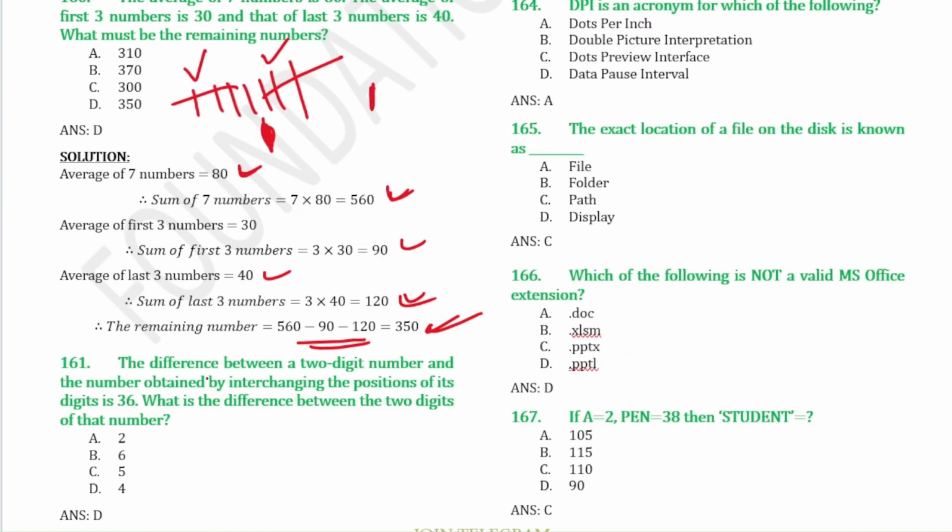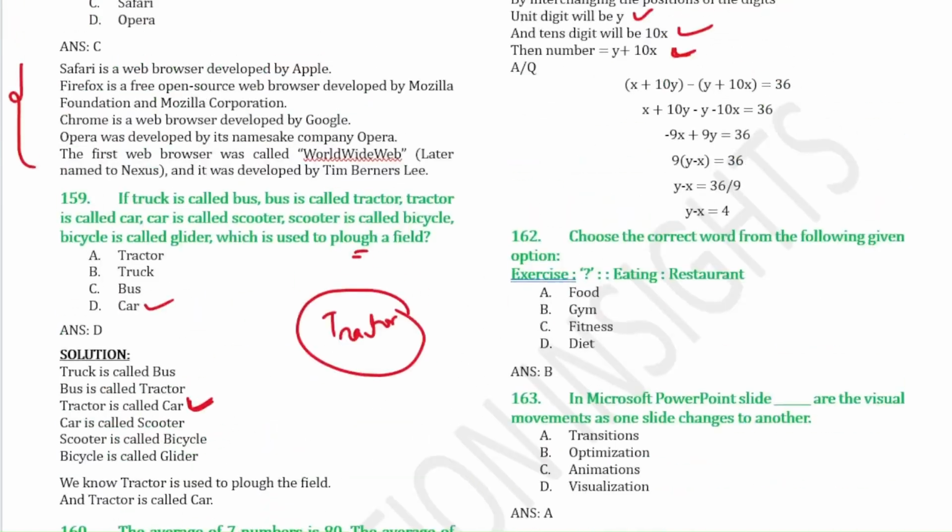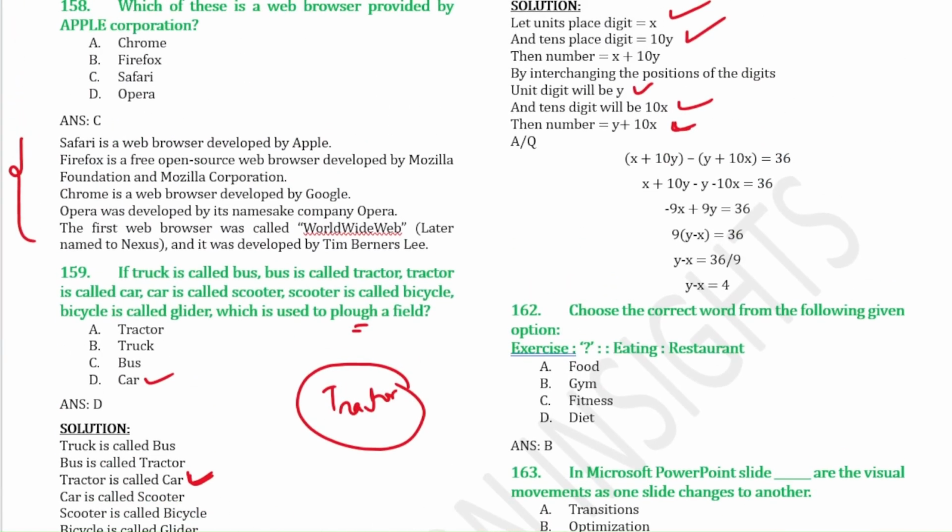Now as per this question, the difference of the 2-digit number and the number obtained by interchanging the positions of the digits is 36. So as per the question, when you subtract this and this, you will get 36. Now open the bracket. This minus will be minus, minus, plus, minus. That's how we're getting this minus. When you open the bracket, you also multiply the signs, right?